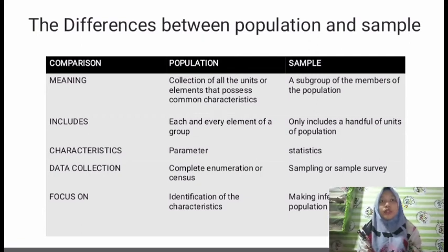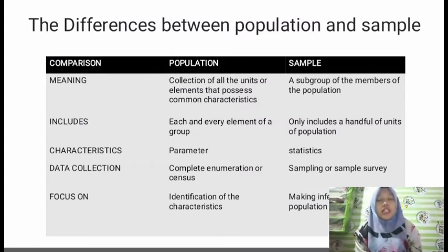Okay, so here I want to continue the next material. It's about the differences between populations and sample. Okay, here there is comparison. It's about meaning, includes characteristic, data collections, and about focus on. Okay, for the population meaning is about collections of all the units or elements that post common characteristic. And then for the sample meaning is about a subgroup of the members of the population. So population includes about each and every element of a group. So for the sample only includes a handful of units of population.